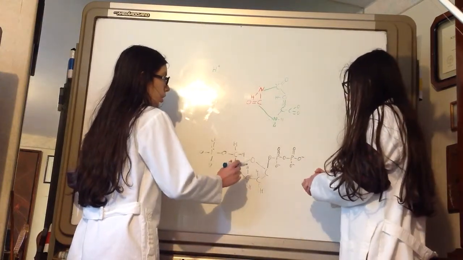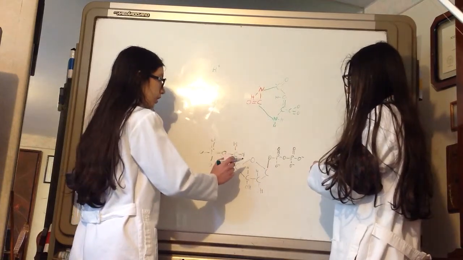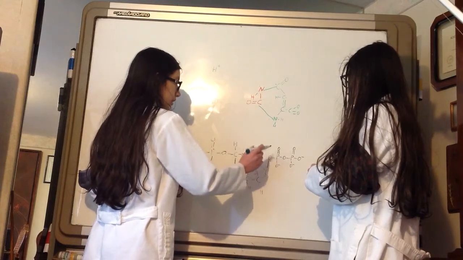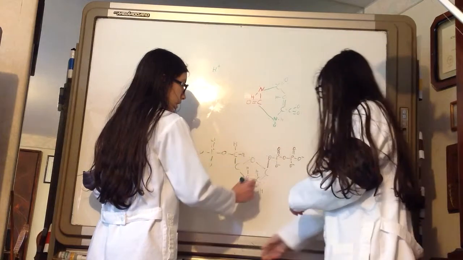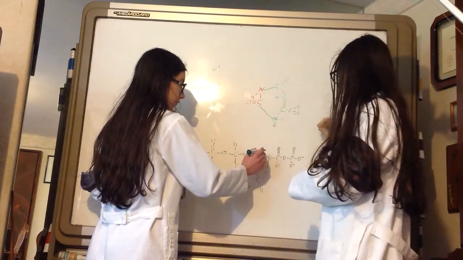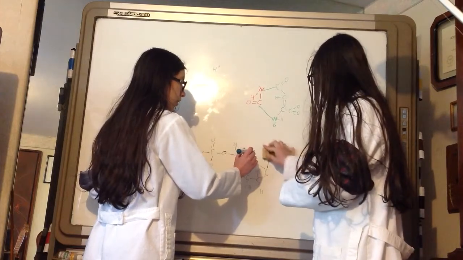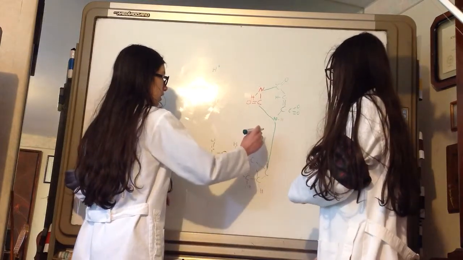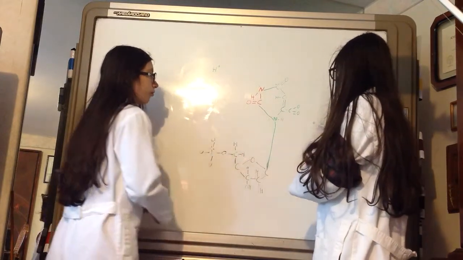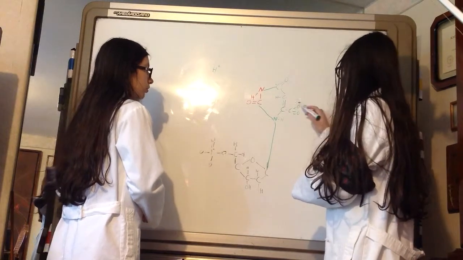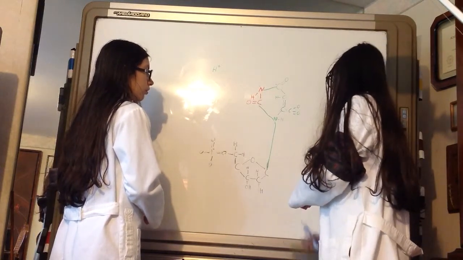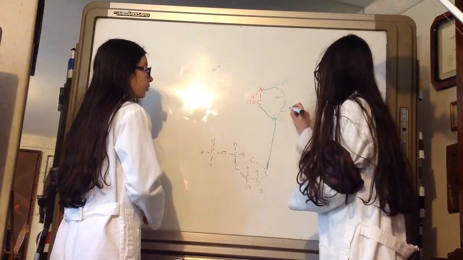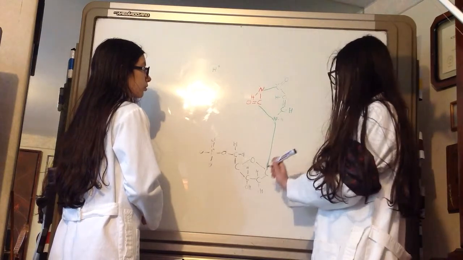Then the orotate phosphoribosyl transferase takes the 5-phosphoribosyl 1-pyrophosphate and joins this amino group with the first carbon of the ribose and releases pyrophosphate. And now this is orotidylate. Then the orotidylate decarboxylase takes away this carboxyl group, that is the carboxyl group that is bound to the alpha carbon of the aspartate. And so now we have the uridylate, the UMP.